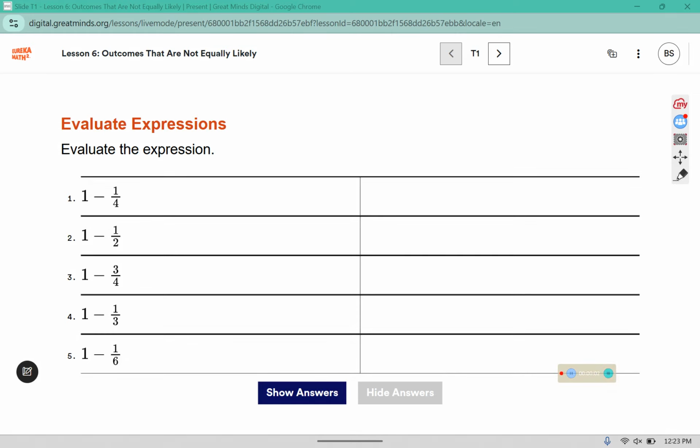Evaluate the expression. We can change 1 whole into a fraction. So for example, 1 can be rewritten as 6/6. So if we subtract 1/6 from that, that leaves us with 5/6. You can change it into 3/3 or 4/4 or 2/2 to help with the subtraction in the remaining problems.